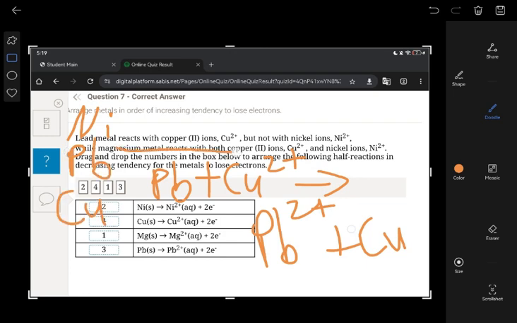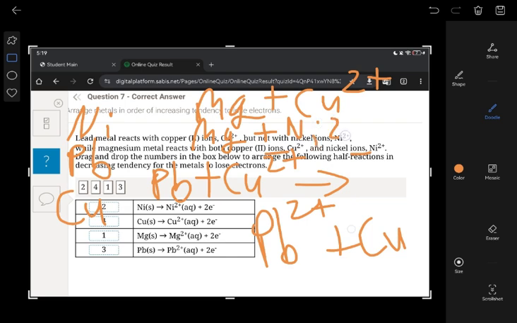And they also tell us here magnesium reacts with both the ions. It's important that they say ions. So look, Mg plus Cu2+ and Mg plus Ni2+. So that means magnesium is the best at losing. So it's like that, see? 1 for magnesium, 2 nickel, 3 lead, 4 copper.